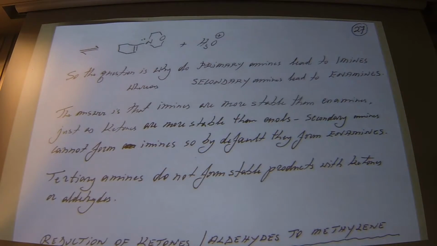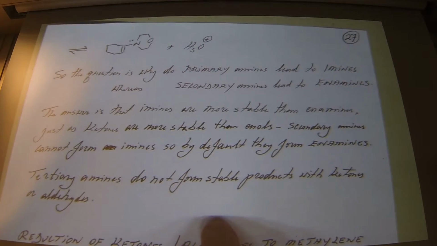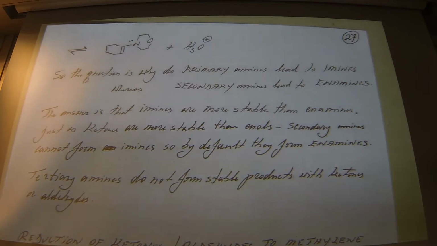Okay, so now there's a question. What have we seen? We've seen that primary amines lead to imines. Secondary amines lead to enamines. Well, secondary amines can't give imines because there's no NH to be lost. But that doesn't answer the question of why primary amines also don't form enamines. They could have formed an imine or an enamine.